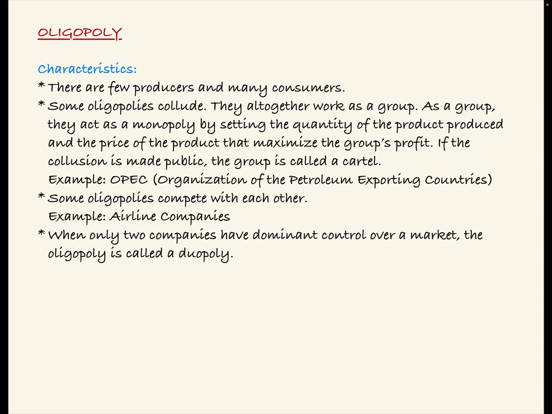Now, some oligopolies compete with each other. An example of this is airline companies. Now, when only two companies have dominant control over a market, the oligopoly is called a duopoly.